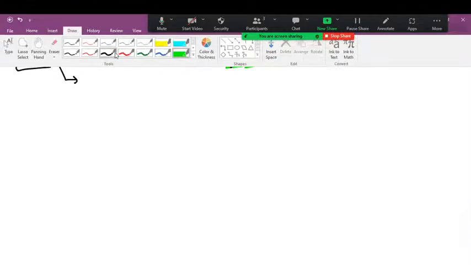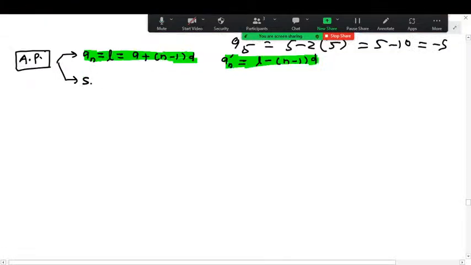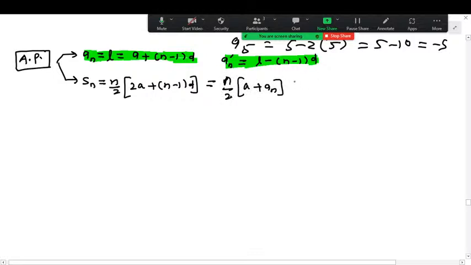The next formula that I want you all to remember quickly is the sum of n terms, that is n over 2 times 2a plus n minus 1 into d. Here if we break 2a as a plus a, we get one more formula, that is n over 2 times first term plus last term, a plus an.